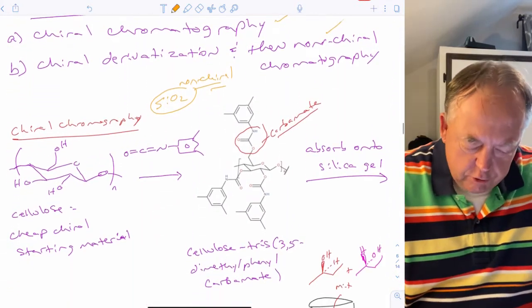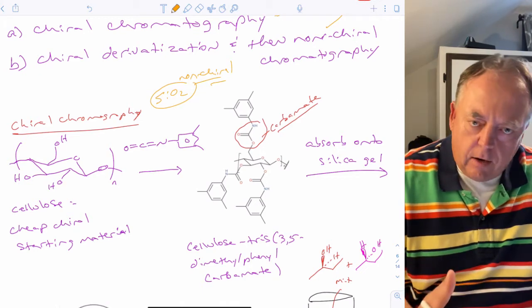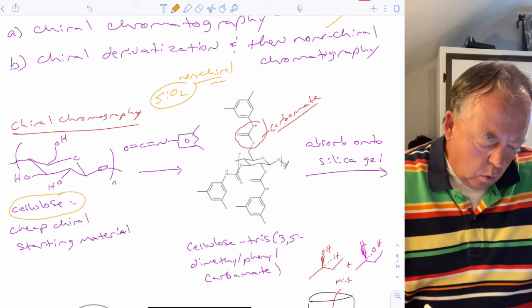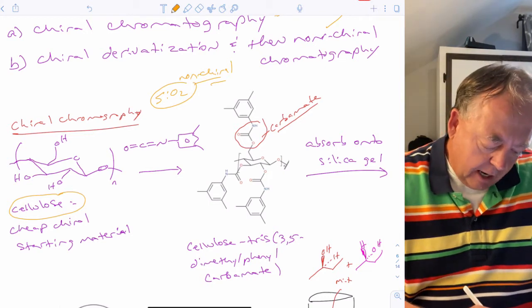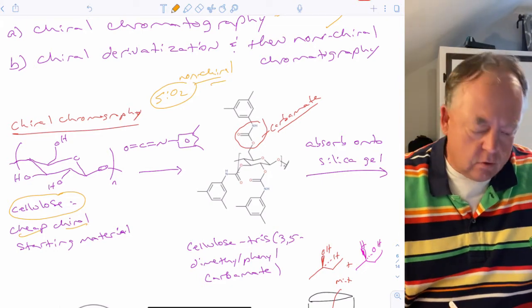How do they work? Most times in organic chemistry, you would do chromatography using silica gel, which is non-chiral, which means you can't use it to separate a mixture of enantiomers. But what you can do is derivatize silica gel with a chiral material. One chiral material that's used all the time is cellulose. Why cellulose? One, because it's chiral, and two, because it's extremely cheap, right? There's a whole lot of cellulose in the world.